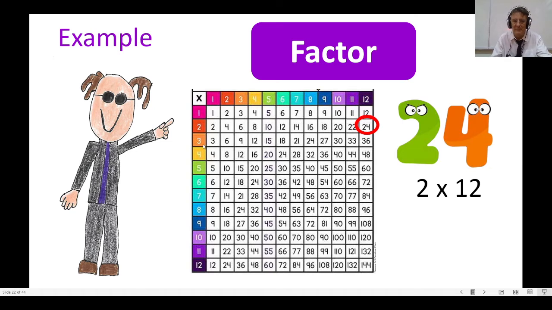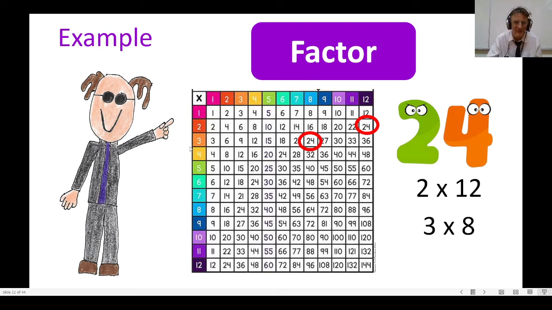Let's go along to number 3. Oh look, 3 times 8 is 24. So we have 2 times 12 and 3 times 8 as factors of 24. But I know there's more. It comes with being smart, yes?